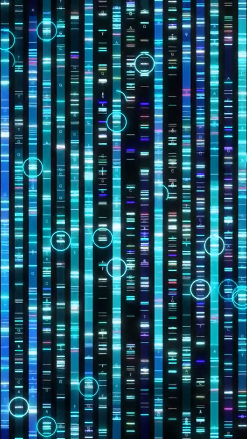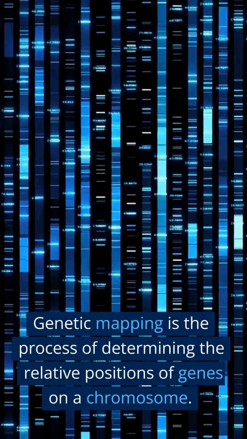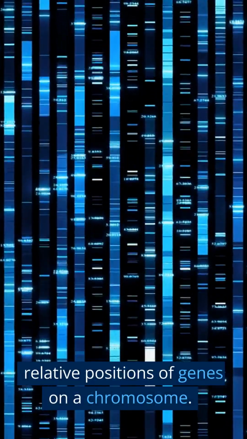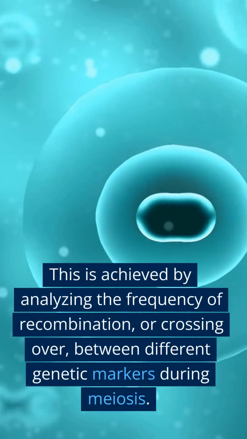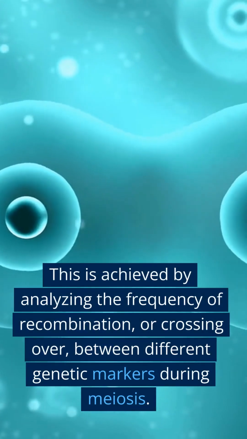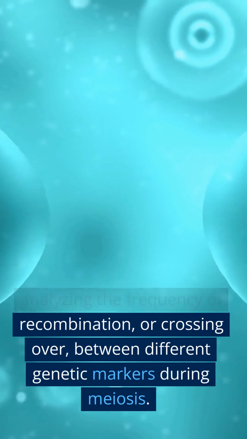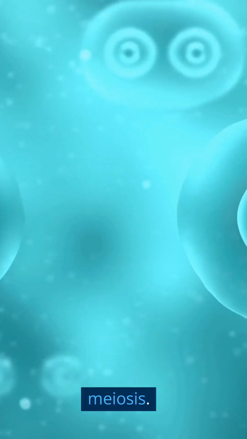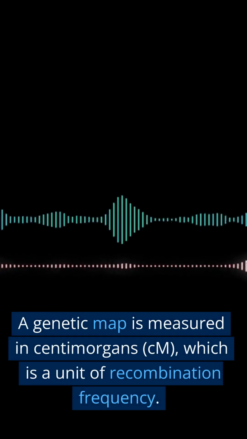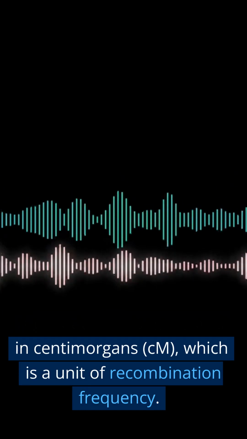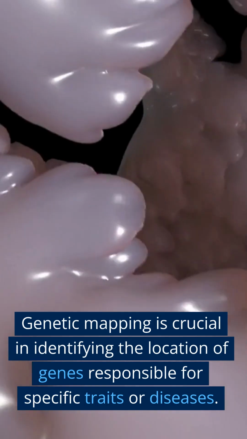4. Genetic mapping. Genetic mapping is the process of determining the relative positions of genes on a chromosome. This is achieved by analyzing the frequency of recombination, or crossing over, between different genetic markers during meiosis. A genetic map is measured in centimorgans, cM, which is a unit of recombination frequency. Genetic mapping is crucial in identifying the location of genes responsible for specific traits or diseases.